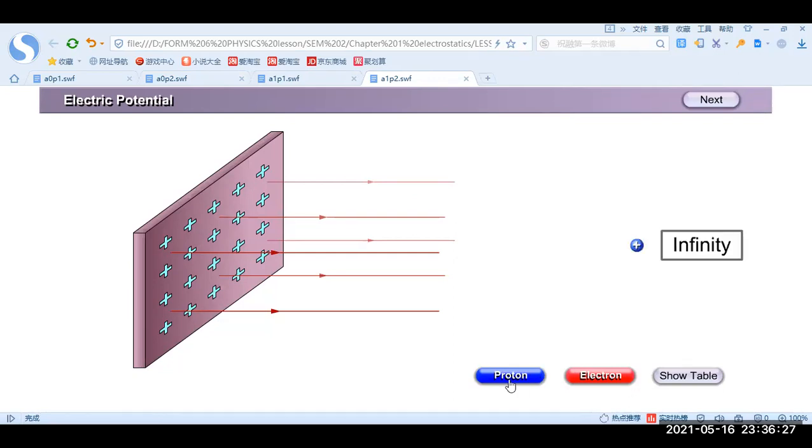Now we look at this. If a proton from infinity is moved near to a region in the electric field, it will move to a certain distance. After that, it will be repelled away. Why repelled away? Because the proton is a positive charge, and the charged plate is also positive, and positive with positive will produce a repulsion force. The repulsion force will push the positive charge away from the charged plate.